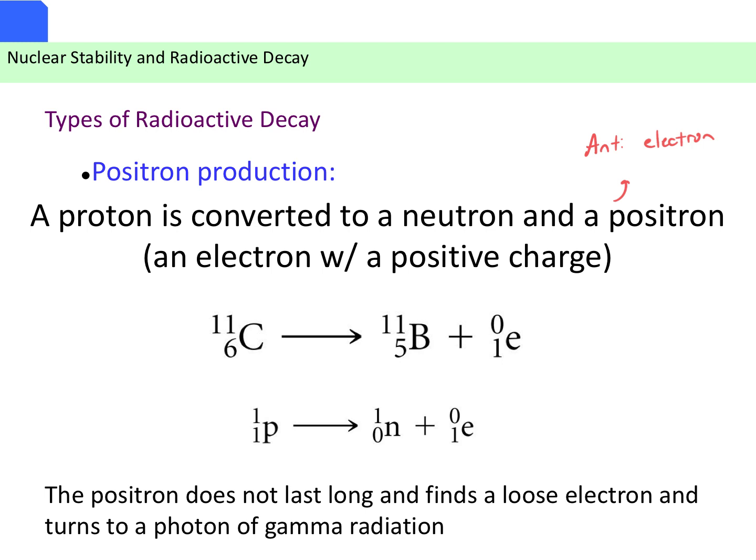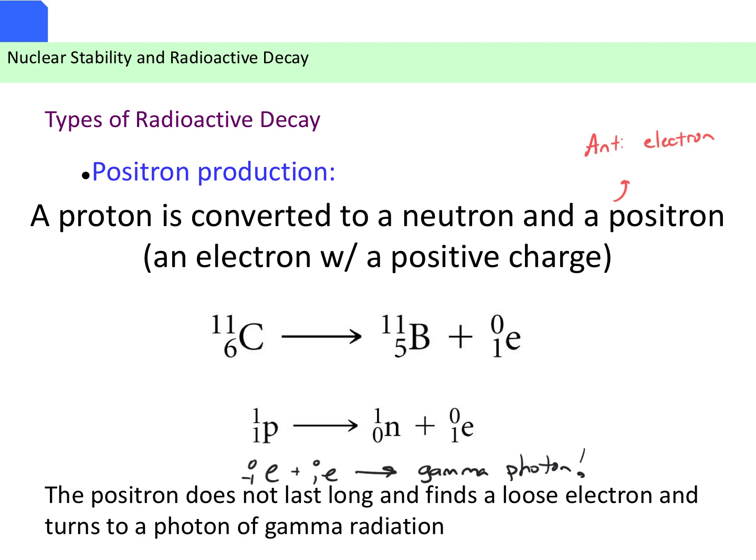Now that positron will then escape, but it won't last long because it's going to bump into some loose static electricity, which are just loose electrons hanging out in space, and it's going to turn into a photon of gamma radiation. So positron production, where a positron gets produced, finds an electron, and turns into gamma radiation, can be really dangerous for someone if they're exposed to it for too long.